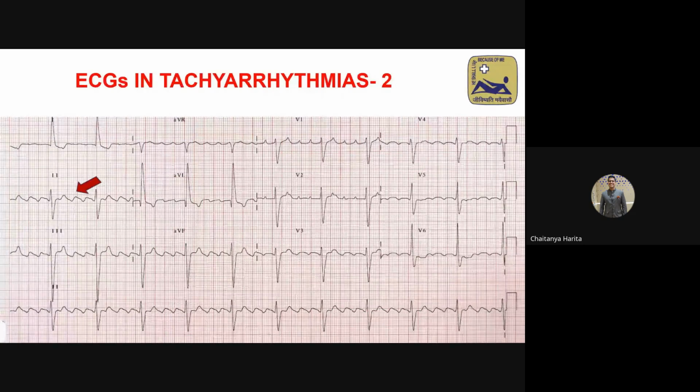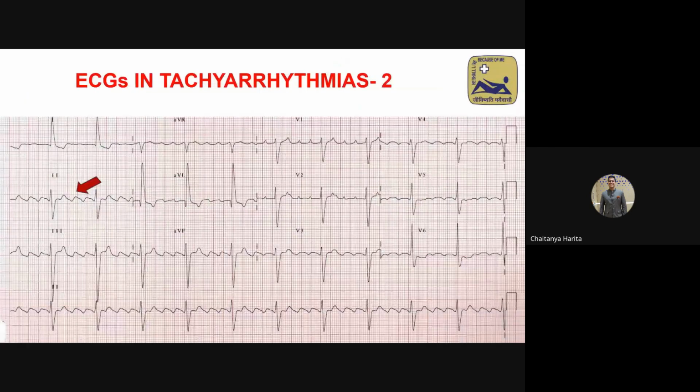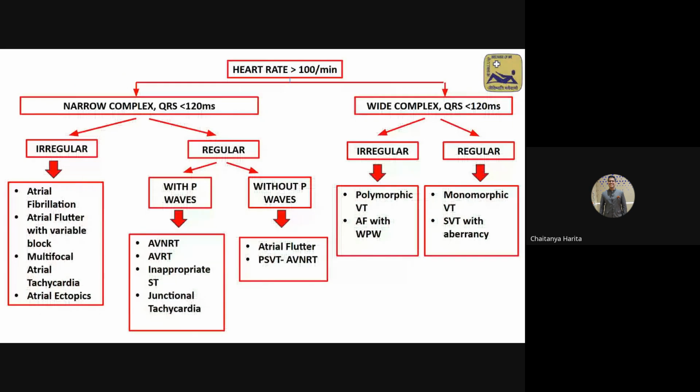So in this patient, the atrial rate is about 150, the ventricular rate is 75, which means that not every atrial beat is conducted to the ventricle. And that is very important to know. This is the classical sawtooth pattern that you see in atrial flutter. Now, if I had to apply this particular algorithm, it's a narrow complex. It's about 2 small boxes. So yes, it's narrow complex.